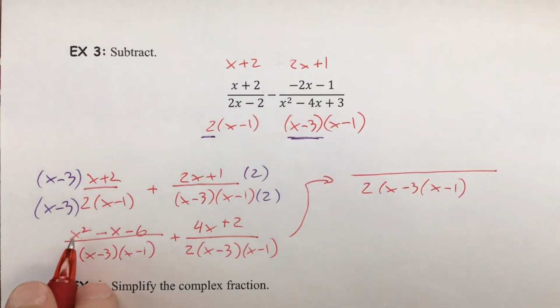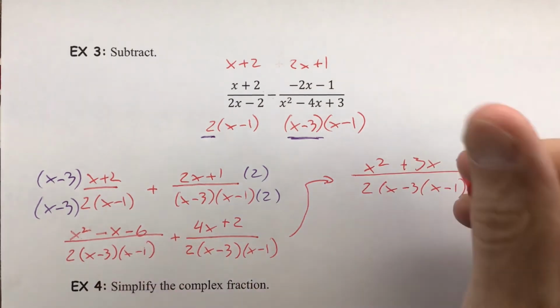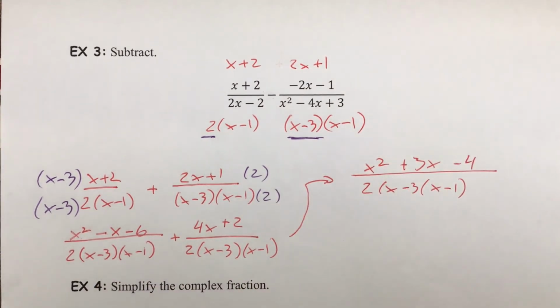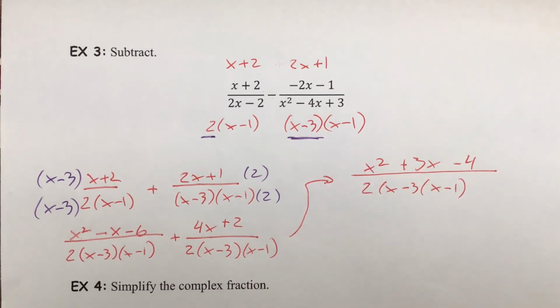In the top, we're going to get an x squared. We're going to get what would be 3x. You would also get a negative 4. And we're going to consider one more thing: can we factor the numerator? Can we think of two numbers that multiply to give us -4 and add to give us 3? And we can. Those numbers are going to be 4 and -1.